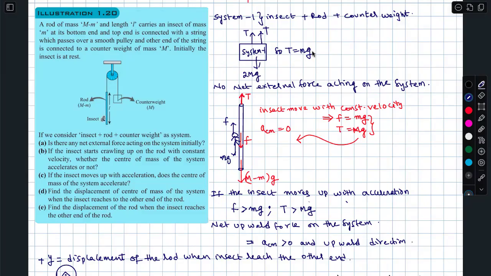So 2T is equal to 2mg, so obviously T is equal to mg. System is at rest. So therefore there is no external force acting on the system. That is the first conclusion. Any student having doubt on this? No. See, please try to understand. If you find doubt, then you cannot proceed further. Now I am asking again, till this point, any student having doubt?